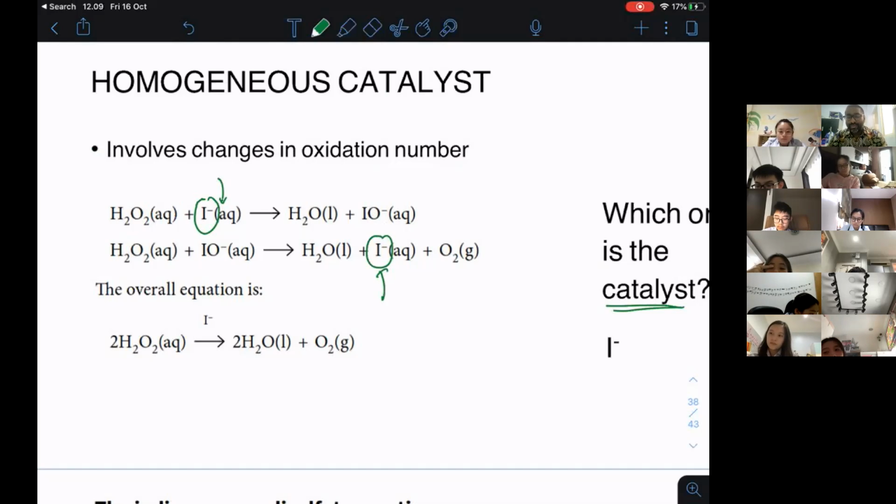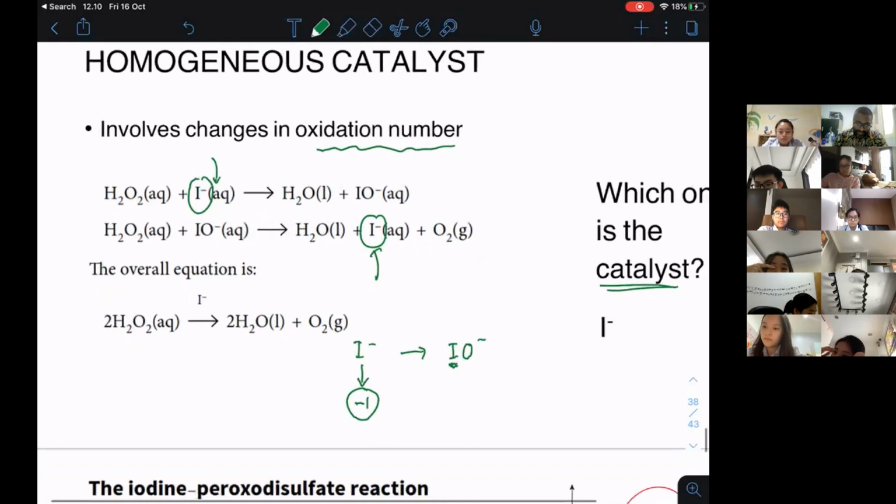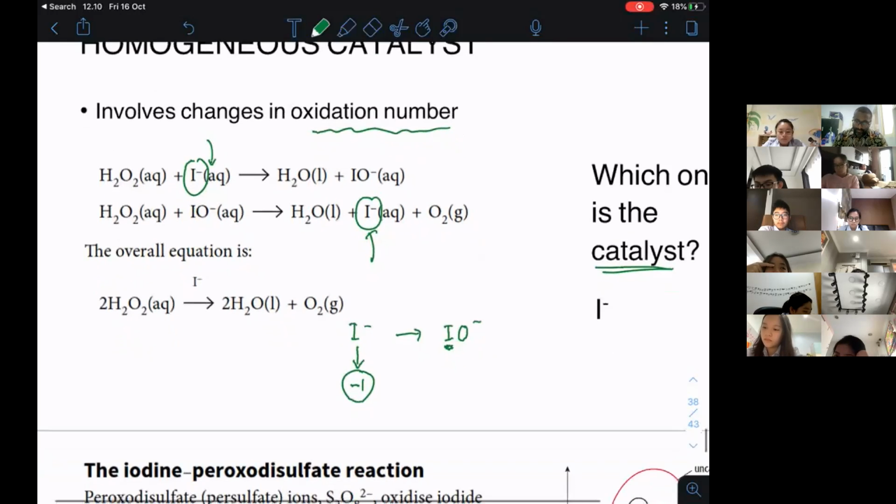But if you want to look into detail at what actually happens, the I minus is changing into IO minus. This is a change of oxidation number. The oxidation number of I is -1 here. To find the oxidation number of this I, x minus 2 equals -1, so x equals -1 plus 2, you will get +1. So you can see from -1 to +1, and that is oxidation.